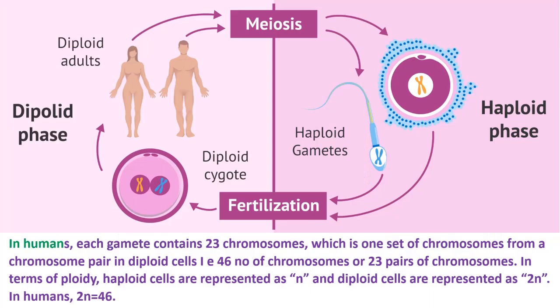In humans, each gamete contains 23 chromosomes, which is one set of chromosomes from a chromosome pair in diploid cells. That is 46 chromosomes, or 23 pairs of chromosomes. In terms of ploidy, haploid cells are represented as N and diploid cells are represented as 2N. In humans, 2N is equal to 46.